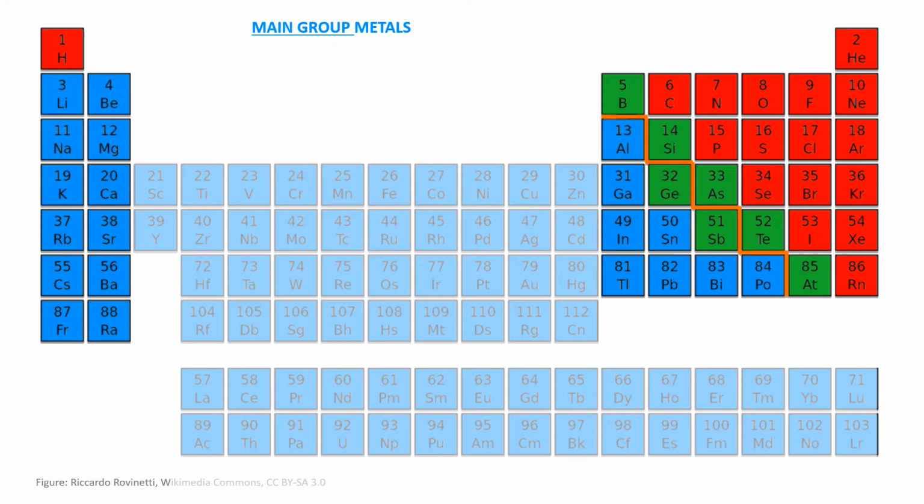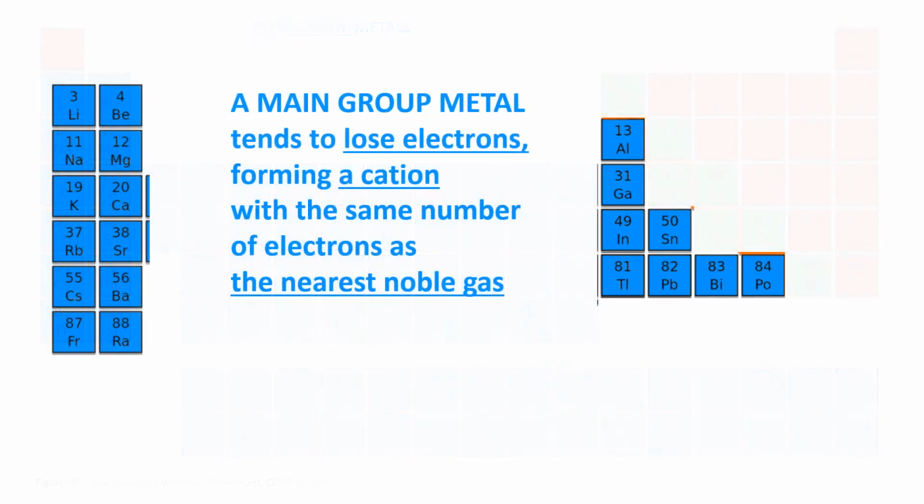Now I have blurred the transition metals. Let us just forget them and discuss main group metals, those that are bright blue. The charge on main group ions can be predicted from the position in the periodic table. A main group metal tends to lose electrons, forming a cation with the same number of electrons as the nearest noble gas.